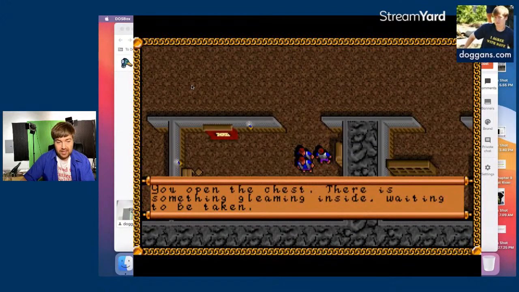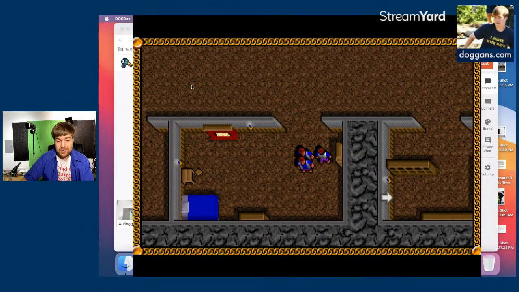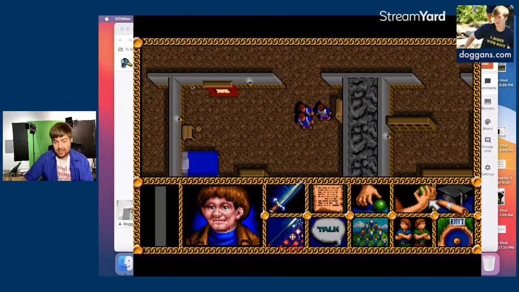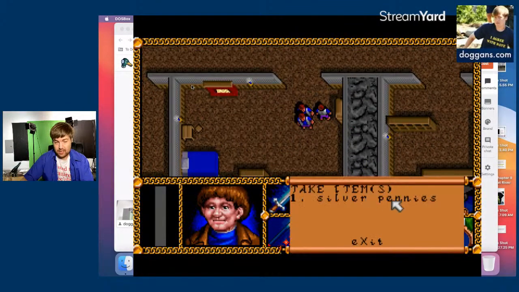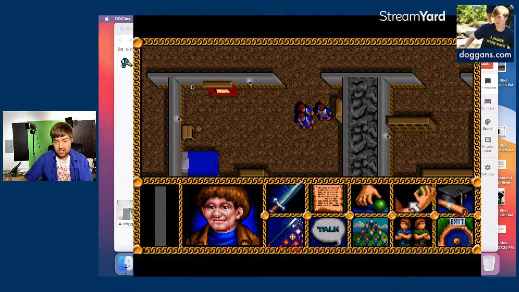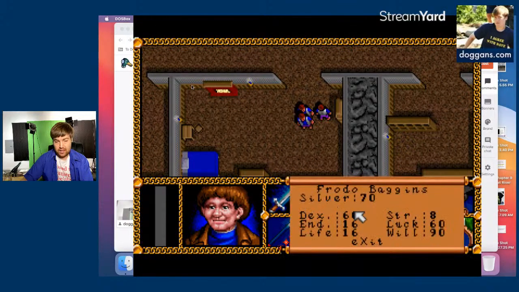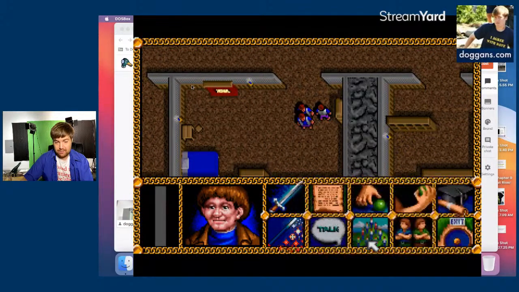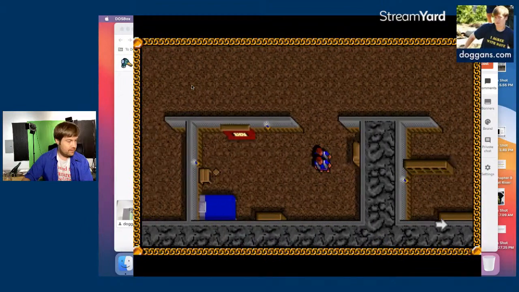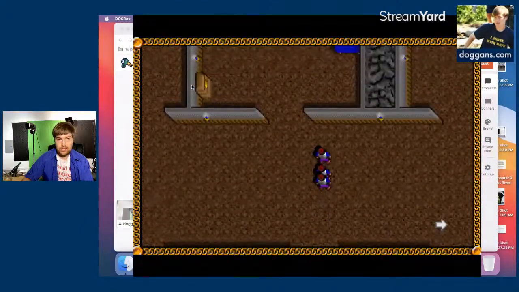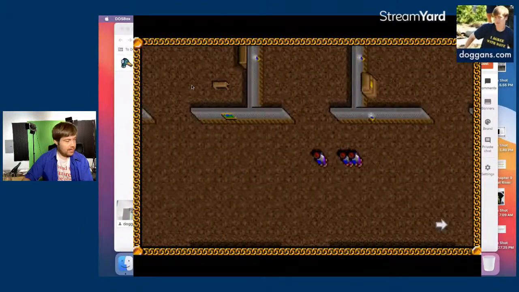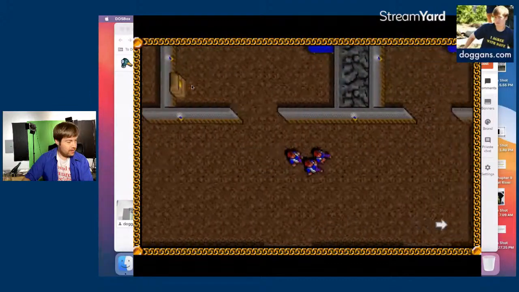You open the chest. There is something gleaming inside, waiting to be taken. Just something. Take silver pennies. Okay. 70 pieces of silver. And that's our current stat. All right. I don't remember.